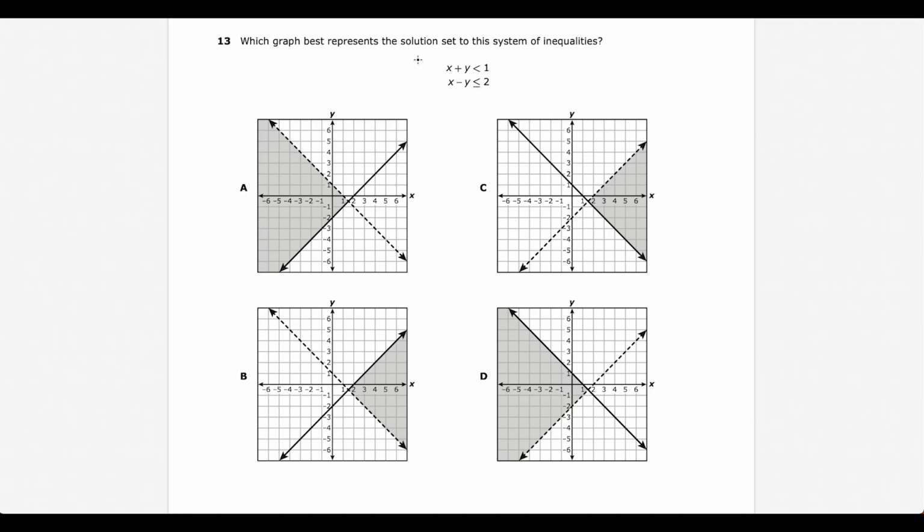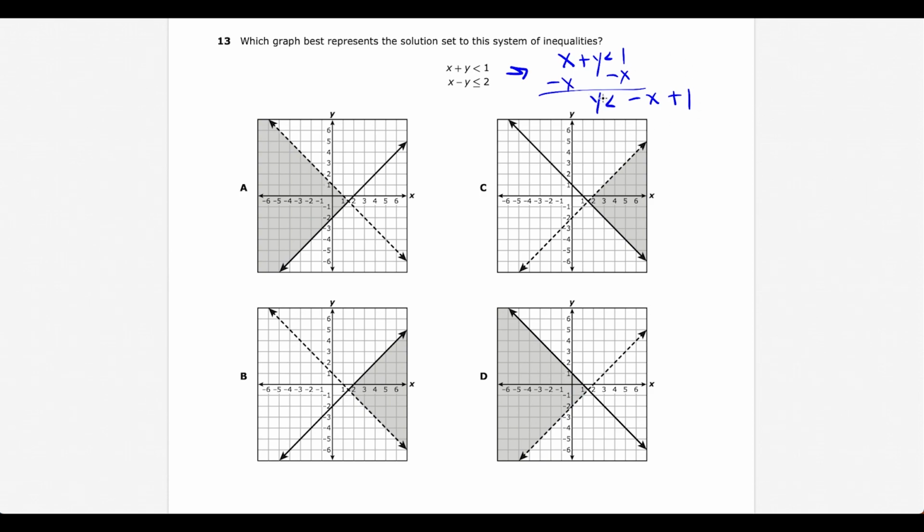Question 13, which graph best represents the solution set to this system? So we have to solve each of these for y. So the first inequality here, x plus y is less than 1. I would just go minus x on both sides like this. And that's going to give us y is less than negative x plus 1.